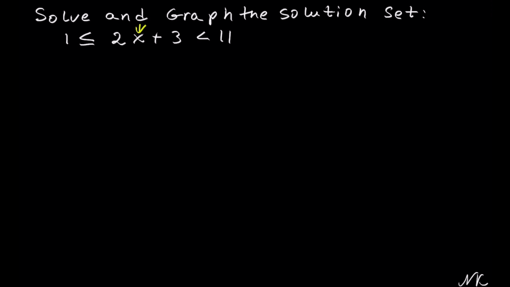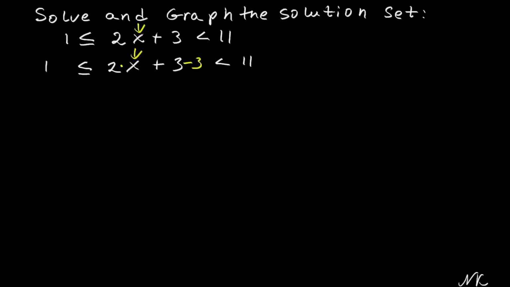We have 2x plus 3. Since I'm going to be working with the middle, I want to rewrite this inequality and give myself some space to work. So I have 1 less than or equal to 2x plus 3 less than 11. Now I'm solving for x. X is being multiplied by 2 and we are adding 3. So in order to solve for x, let's do the additive inverse of positive 3, which is to minus 3.